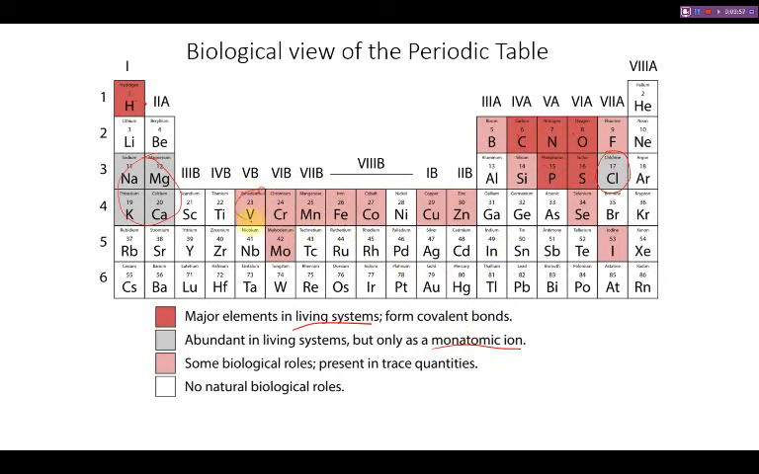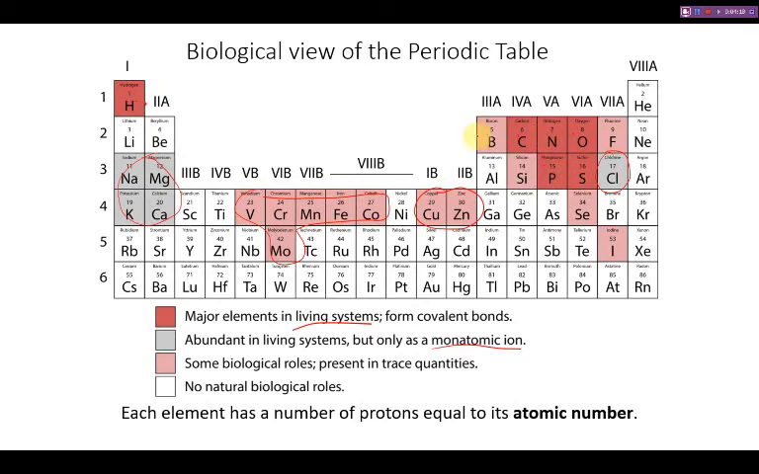And then you have a handful of other elements that play important roles in some of the processes that happen, but they have very, very small amounts. And then the remaining elements are not used in biological systems, but they are very important to chemical industry and medicine and other applications of chemistry.